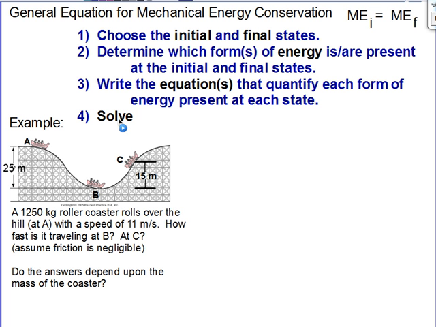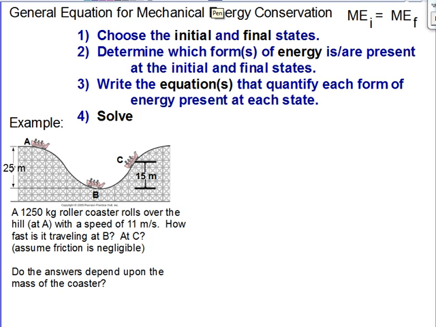A 1,250 kilogram roller coaster rolls over a hill. That's at point A. It has a speed of 11 meters per second. How fast is it traveling at B? How fast is it traveling at C? We're going to assume that friction is negligible. And also, we're going to answer the question of whether or not the answer depends on the mass of the coaster. So again, the principle that I would apply here is conservation of mechanical energy.